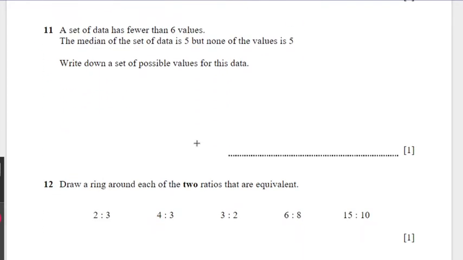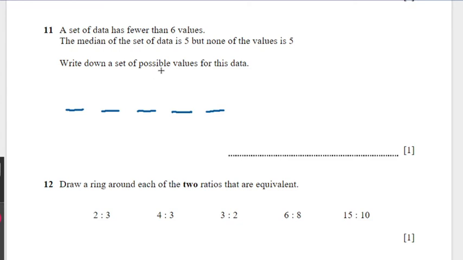Okay, here a set of data has fewer than 6 values. So we have 6 values only, 1 2 3 4, it should be less than 6 values. So it can be 4, it can be 3, it can be 2. Now the median of the set of data is 5, but none of these values is 5. So what do you want to use? You want to use 4, or you want to use 5 also can. But if you want to use 5, you know already the median must be there.